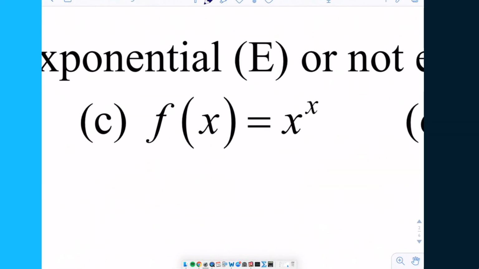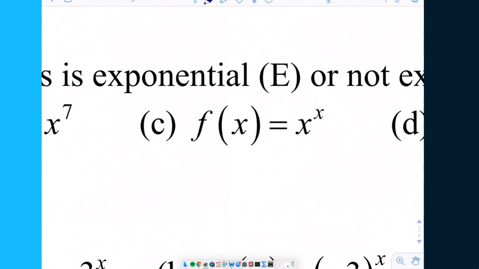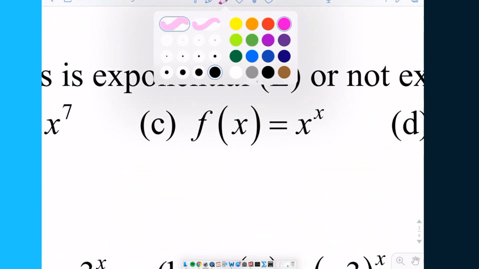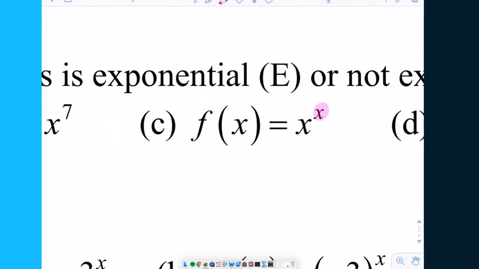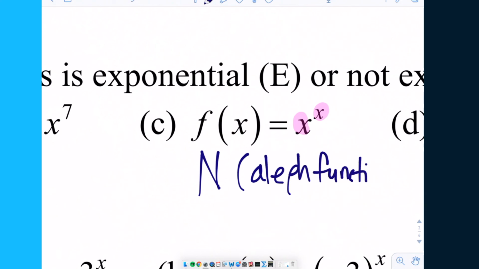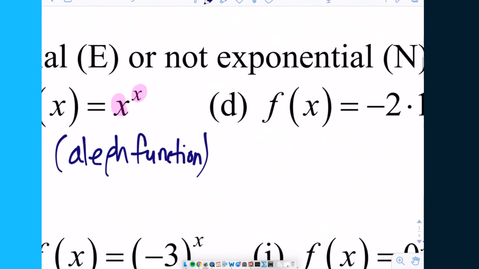All right, how about this one, x to the x? It has the variable in the exponent like we need for exponential, but it also has the variable in the base like we need for some kind of power function or polynomial. So it's kind of a hybrid, huh? We'll put that n for not an exponential. This one is called an Aleph function. And you don't really need to know that, but Aleph being the first letter in the Hebrew alphabet, this is a function that actually grows faster than exponential.